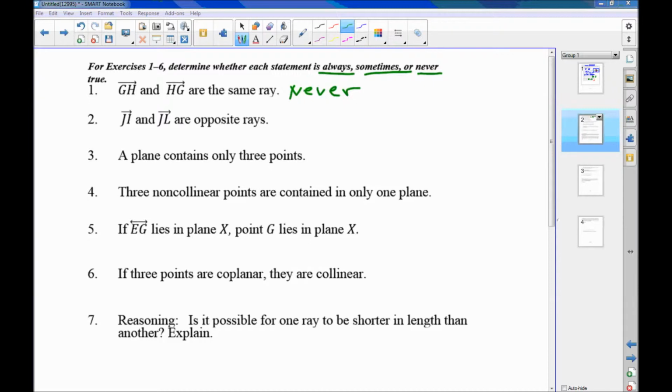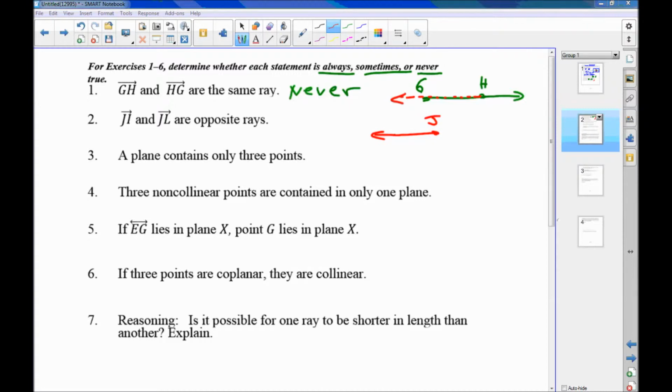These are going to be opposite, okay? So GH would be this one, and HG would be that one. So they're never going to be the same. All right, JI and JL are opposite rays, so this could be true.